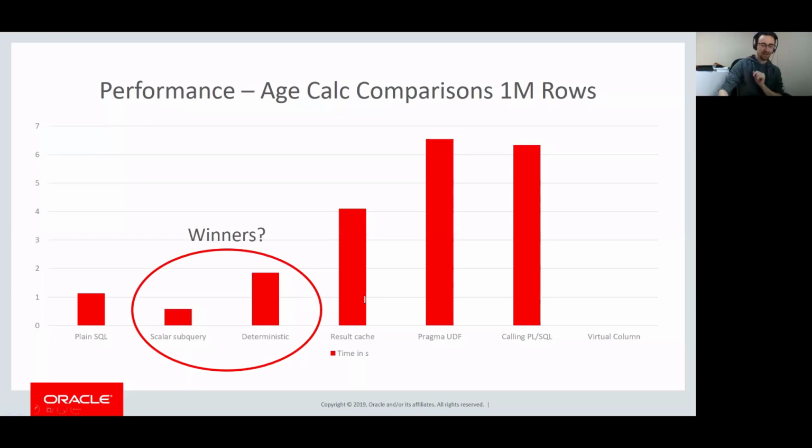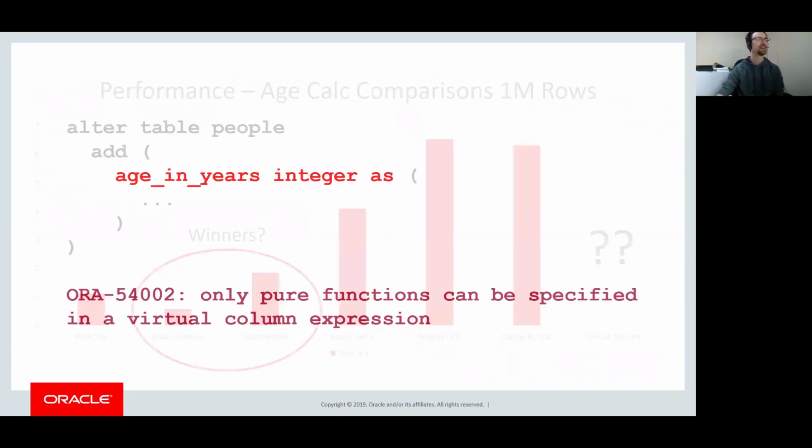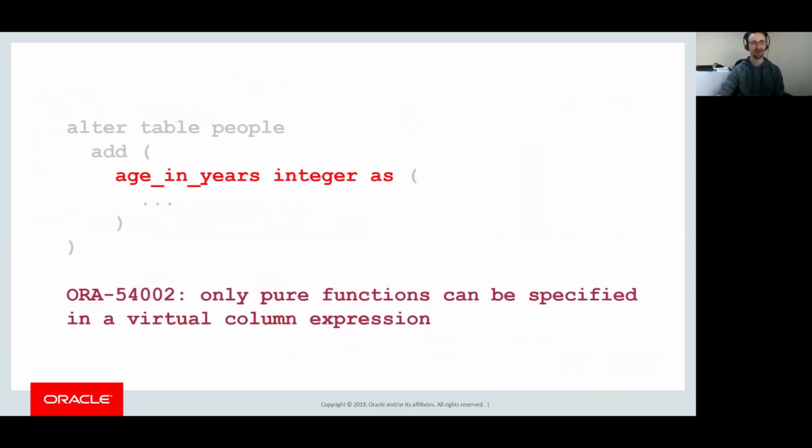slower. However, you see I've put the winners in with a question mark here, and that particularly relates to the deterministic keyword. So you'll notice there's nothing in the virtual column bar here. There is no time. And why is that? Well, we can't run it. If we try and add the virtual column in here, we get this lovely error, ORA-54002. Problem is, it is non-deterministic.